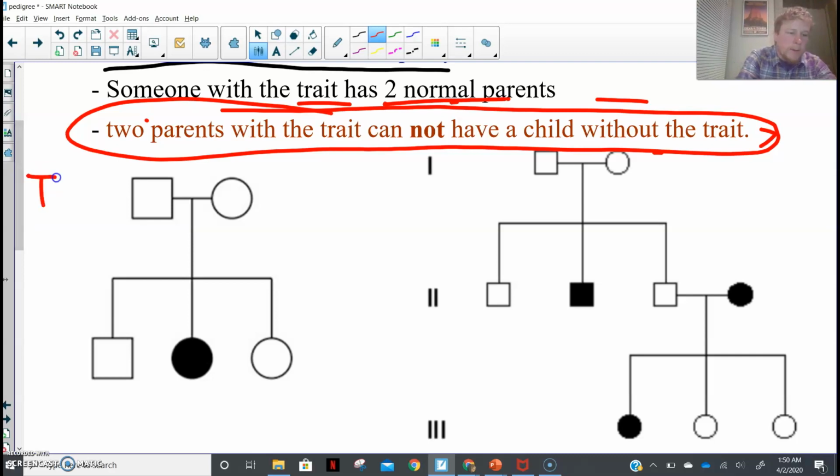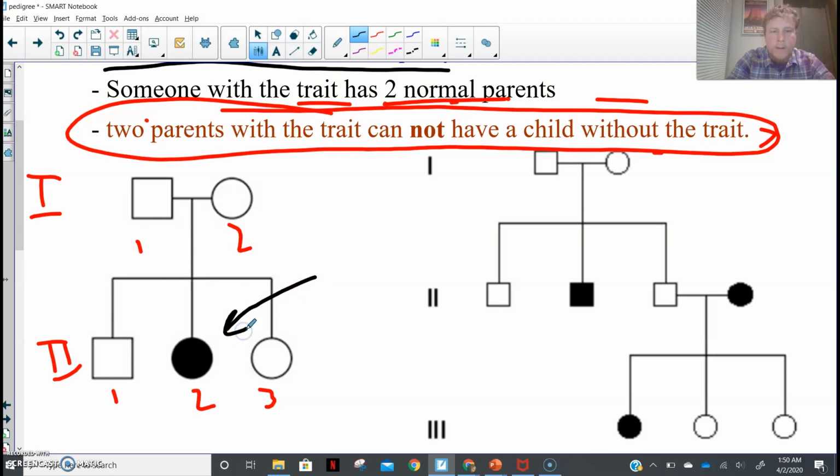So let's look at this. We'll label it quick. 1, 2, 1, 2, 3. Okay. So these two parents, 1-1 and 1-2. Do they have the trait? No. But they have a child right here who has it. Now, how is that possible?